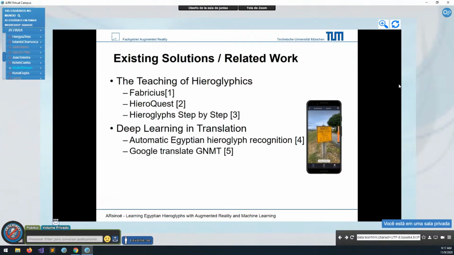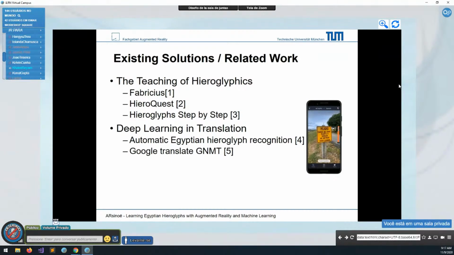There is also another game called Hero Quest. This is an interactive game where you unlock puzzles to learn the Egyptian hieroglyphic language. Another source for teaching the Egyptian hieroglyphic language is Hieroglyphs Step by Step, which is the most reliable source since it's done in the Bibliotheca of Alexandria by many experts, but at the same time it lacks interactivity in the learning part.